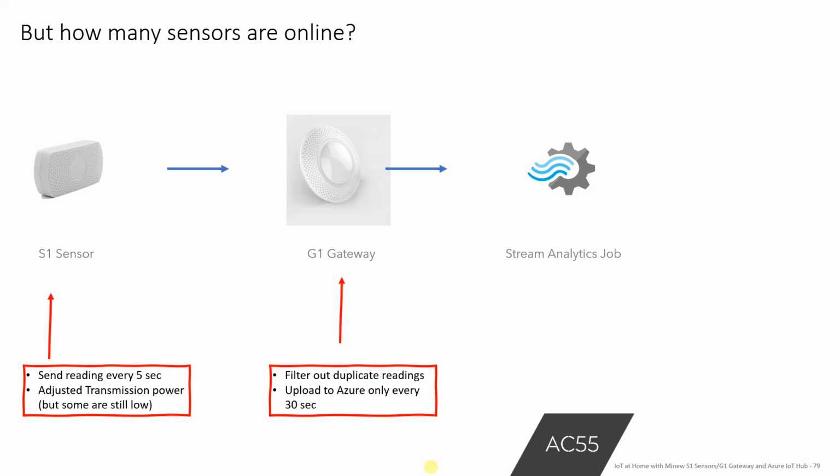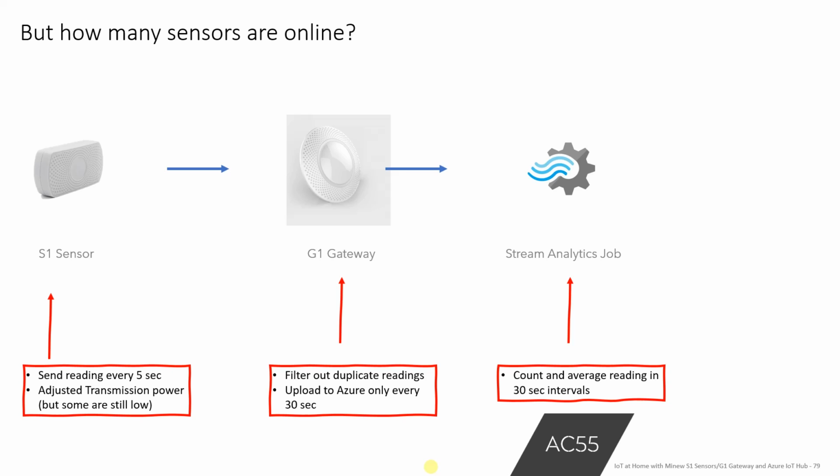At the gateway, we've asked it to filter out all the duplicate readings so that we only have unique readings from each sensor, where the temperature and or humidity readings are different from anything else that's been sent from the sensors to the gateway in the last 30 seconds. Then we've asked it to only upload to Azure every 30 seconds. And in Azure, we then aggregate, average and count the number of readings by each MAC address or each sensor every 30 seconds.